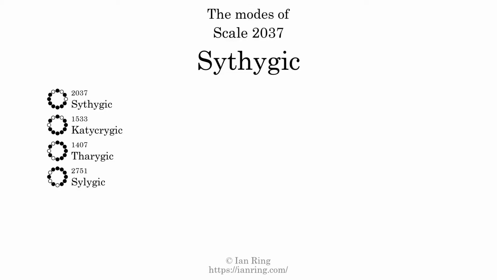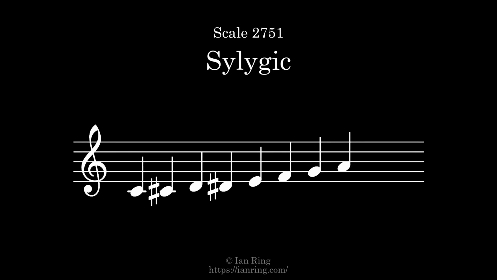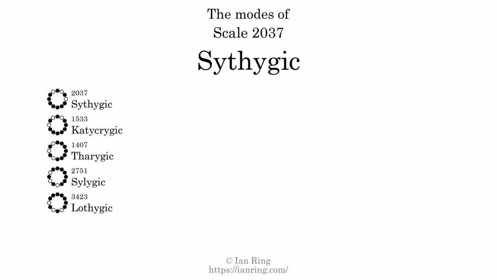The fourth mode is scale 2751, also known as Sythygic. It sounds like this. The fifth mode is scale 3423, also known as Lithygic. It sounds like this.